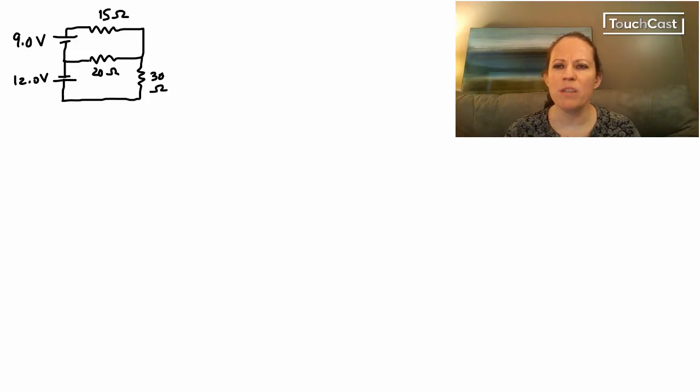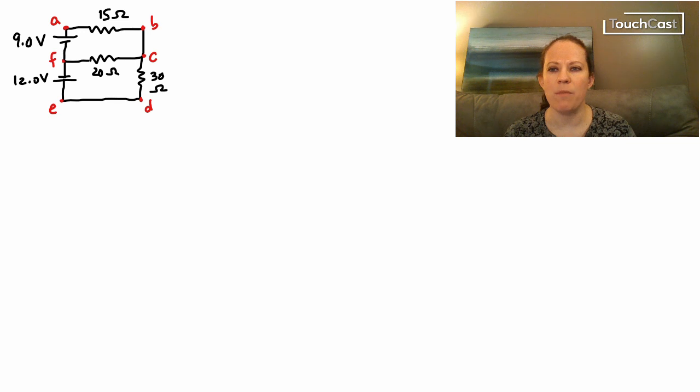So this circuit most simply consists of a top loop and a bottom loop with a shared middle wire. I'm going to start with some reference points to help you more easily identify where I'm working in the problem. So I'll put A in that top left corner, B in the top right, C on the right side of the middle branch, D in the bottom right corner, E in the bottom left corner, and F on the left side of that middle branch.